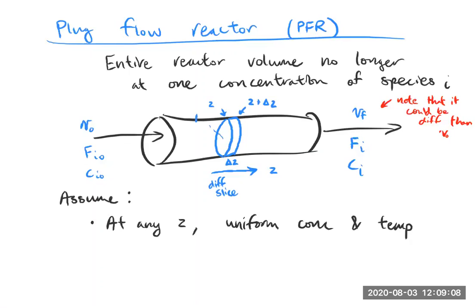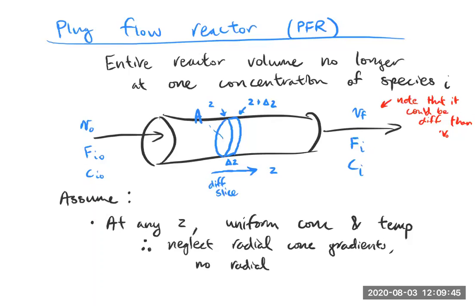Okay, so if you're at any given point along the length of the pipe, so let's say you're here, you have a uniform concentration and temperature. Here you have some other concentration and temperature. And so that's what this is saying. So the implication is neglect radial concentration gradients, no radial diffusion. Things are only moving along the length of the pipe in one direction.